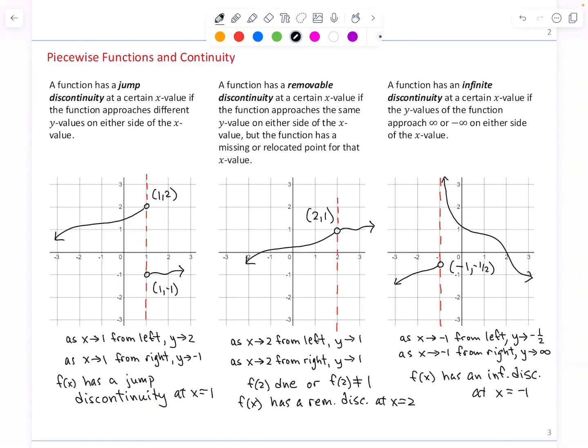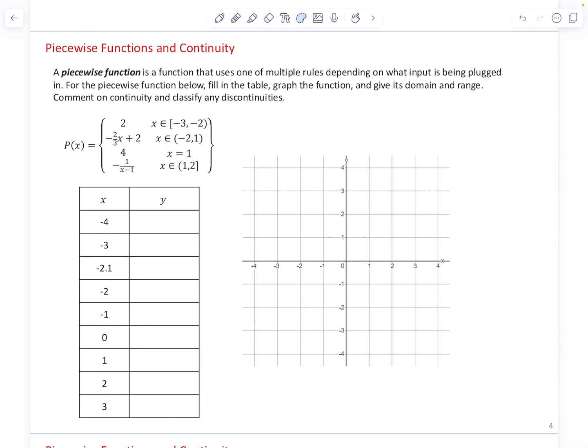All right, moving on to the next page. A piecewise function is a function that uses one or multiple rules depending on what input is being plugged in. For the piecewise function below, fill in the table, graph the function, and give its domain and range. Comment on continuity and classify any discontinuities. I'm using P to stand for piecewise function, but it really doesn't matter what letter is there. Each line corresponds to a different piece of a different function, all put together into one function. First, notice these intervals over here.